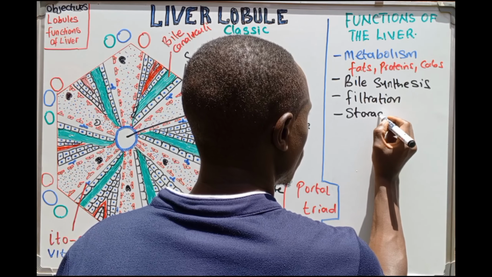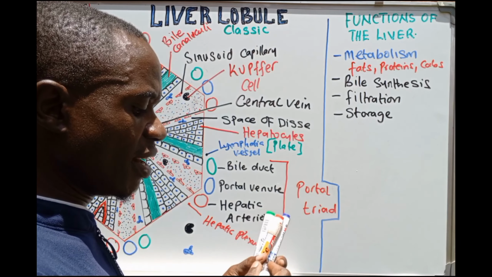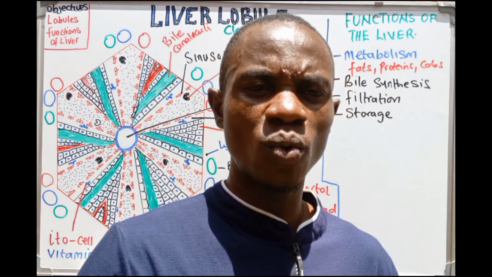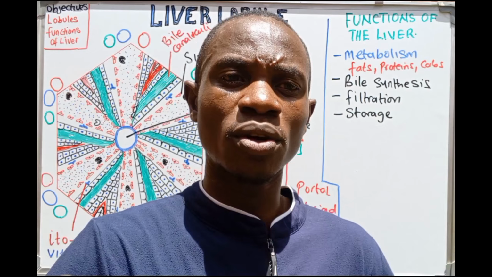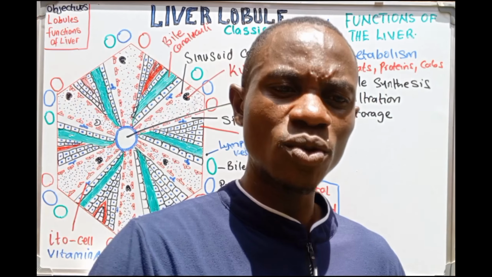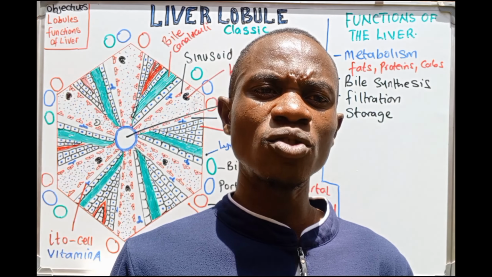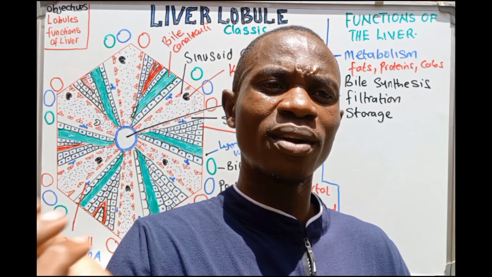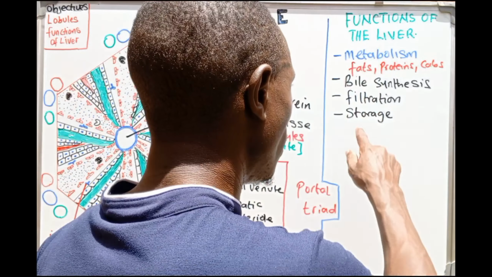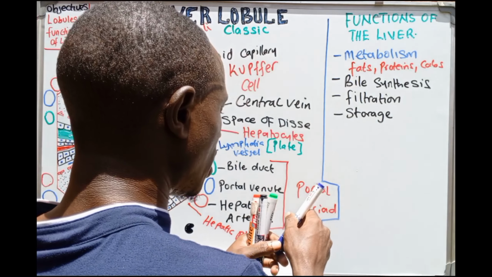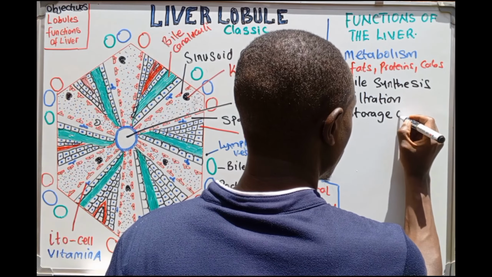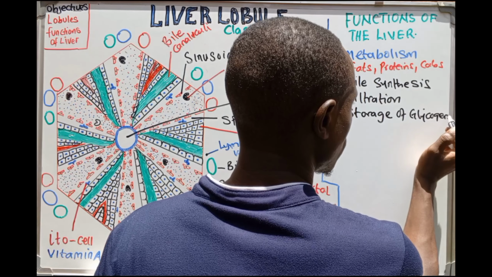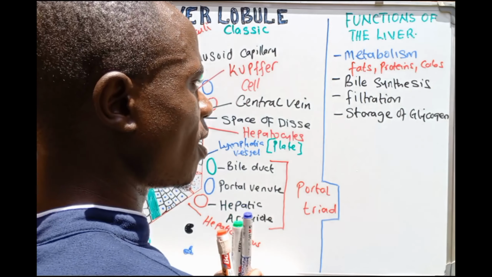And then another function of the liver is storage. Mainly, the liver converts glucose into glycogen, which is a storage form of glucose. When we eat food, the levels of glucose shoot high. That's why the liver converts the glucose into glycogen for storage. So the liver also plays a role of storage of glycogen, because glucose can be stored in the form of glycogen.